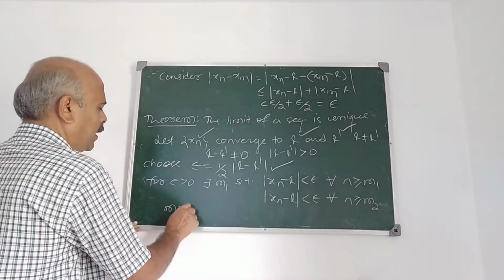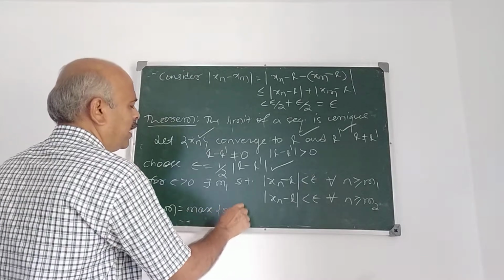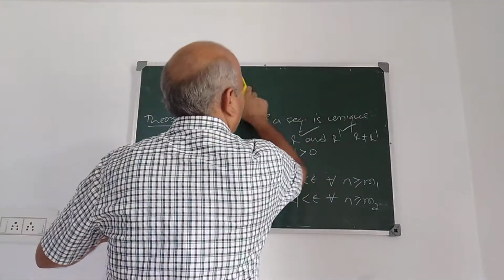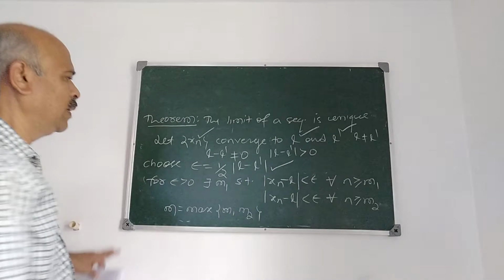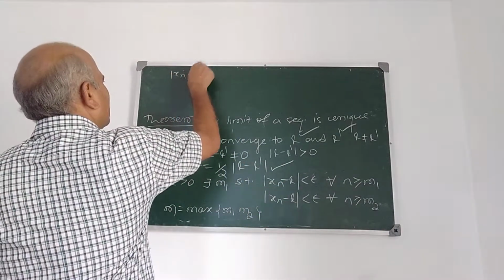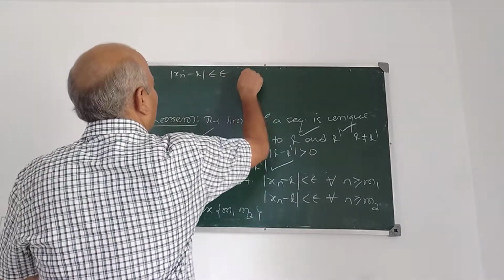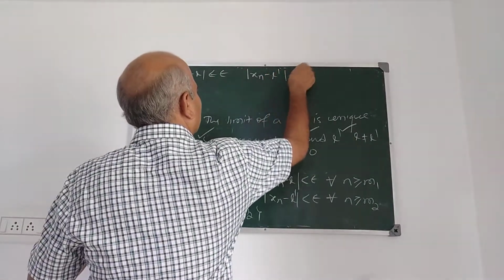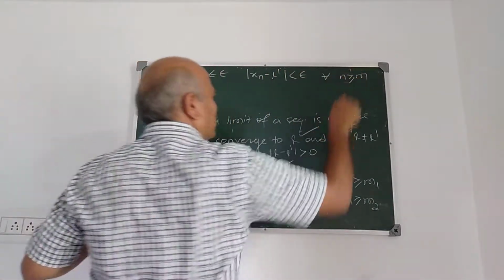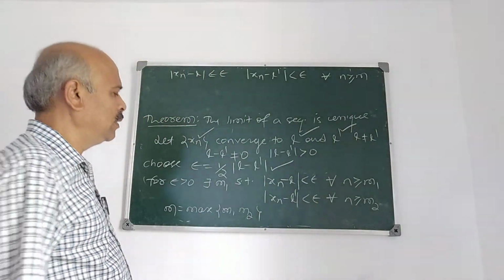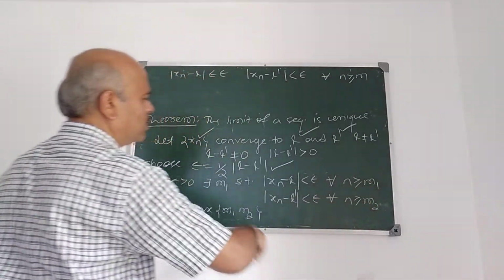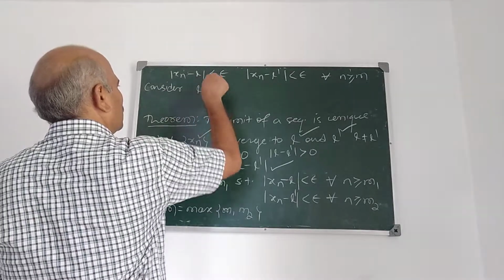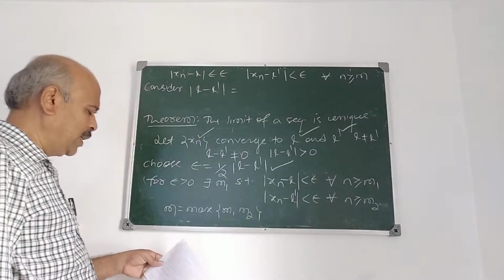Now we choose m as the maximum of m1 and m2. Then what happens? From these two, mod xn minus L is less than epsilon, and mod xn minus L dash is less than epsilon, for all n greater than or equal to m, by choosing m as the maximum of m1 and m2. Now consider L minus L dash, or mod L minus L dash. I take mod L minus L dash.